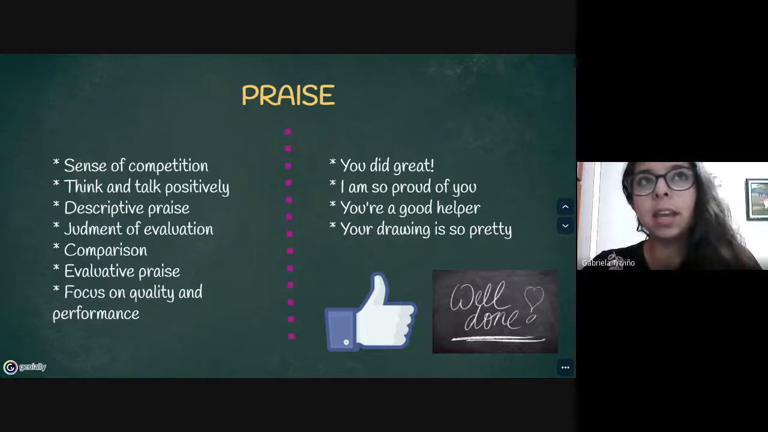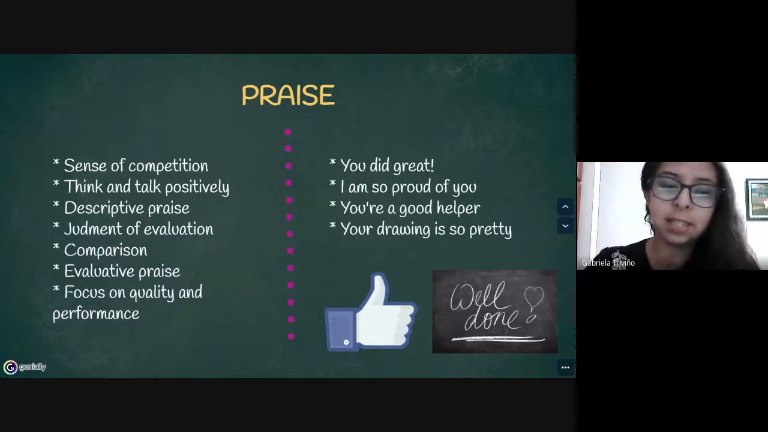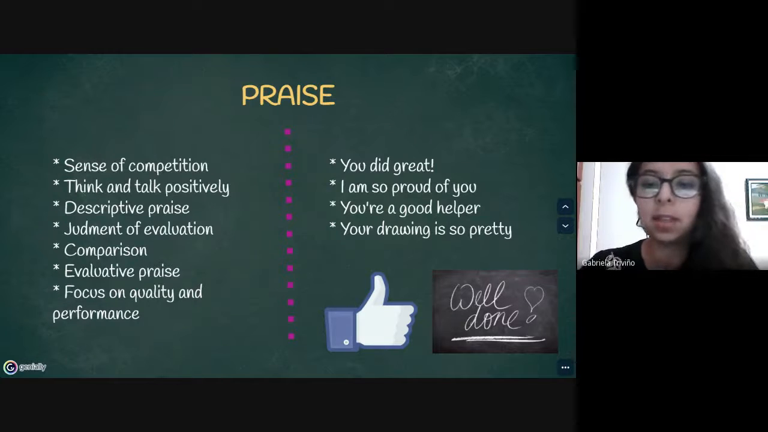As you are focused only on the quality of the task and how you did it, not on the process. Some examples of this are: you did great, I am so proud of you, you are a good helper, or your drawing is so pretty. So as you can see, when you tell your students, I am so proud of you, this can generate anxiety in the other students, because you are not saying that to all of them, just some of them. So this at the same time creates competition.